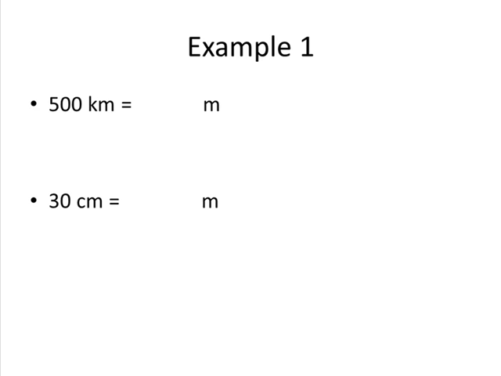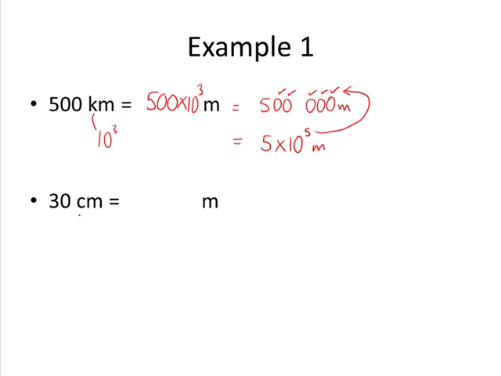500 kilometers, how do you write that in meters? And 30 centimeters, how many meters is that? Kilo means times 10 to the power 3. So 500 kilometers is 500 times 10 to the power 3 meters, which is 500,000 meters. Or we could call it 5 times 10 to the power 5 meters.